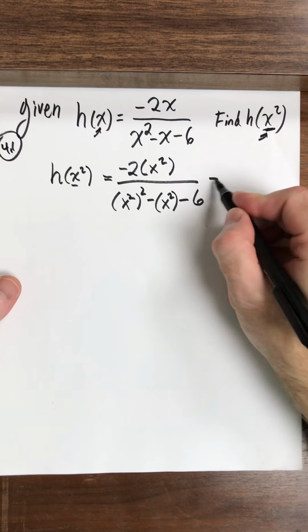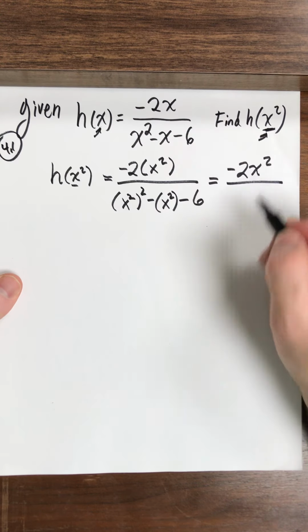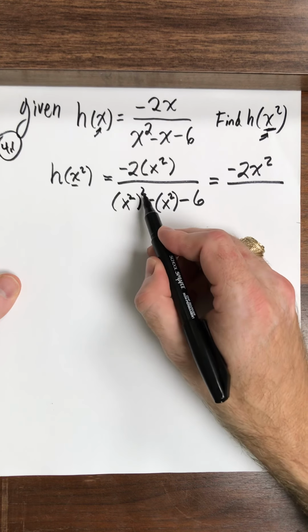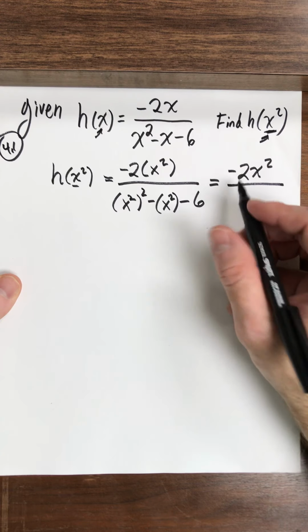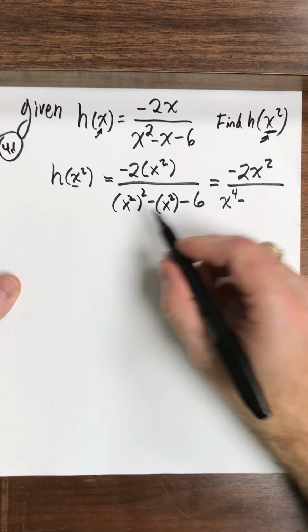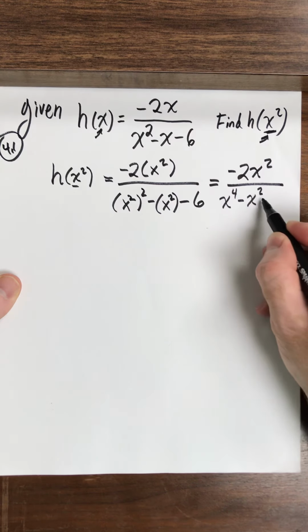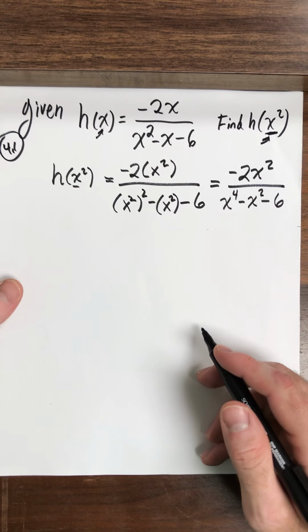Now I need to simplify. So up top, I have negative 2 times x squared. In the denominator, I have a power to a power. So I multiply the exponents. 2 times 2 is 4. So I have x to the 4th minus x squared minus 6. All right, and that's what they're looking for right there.